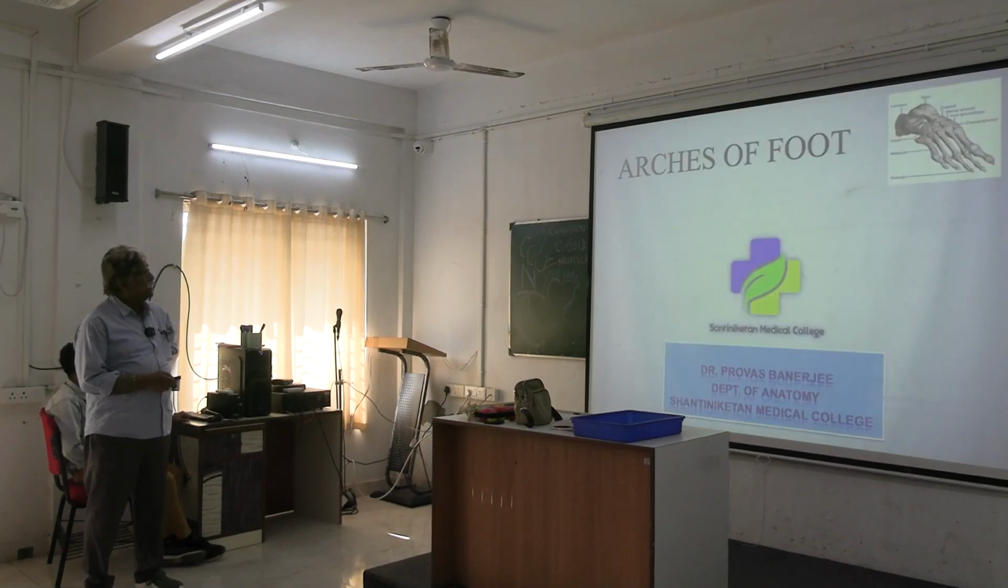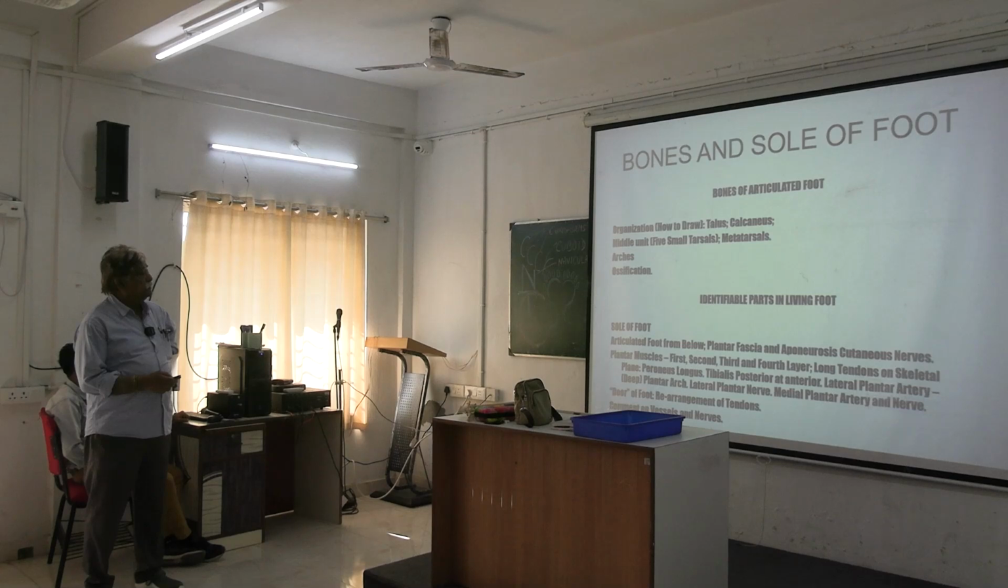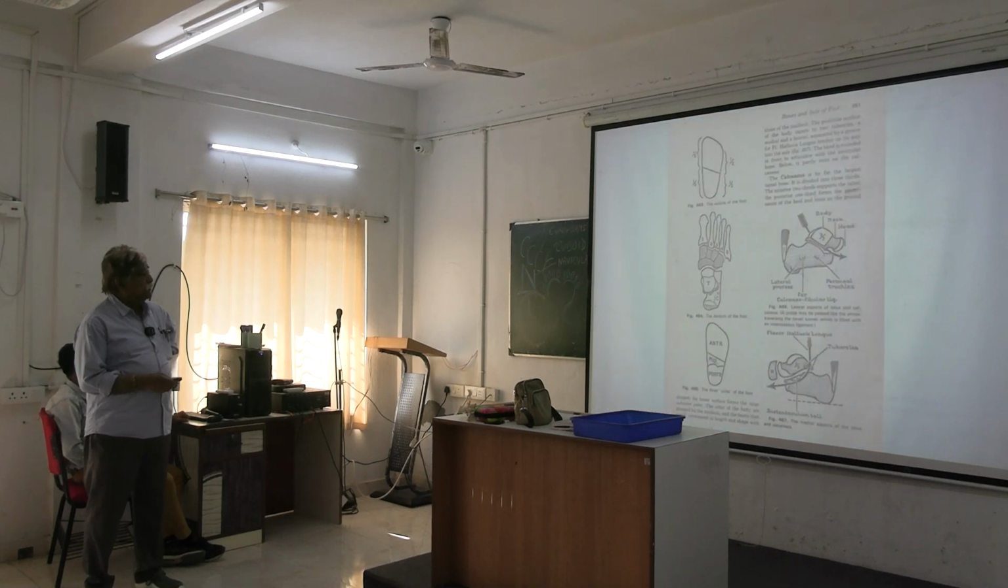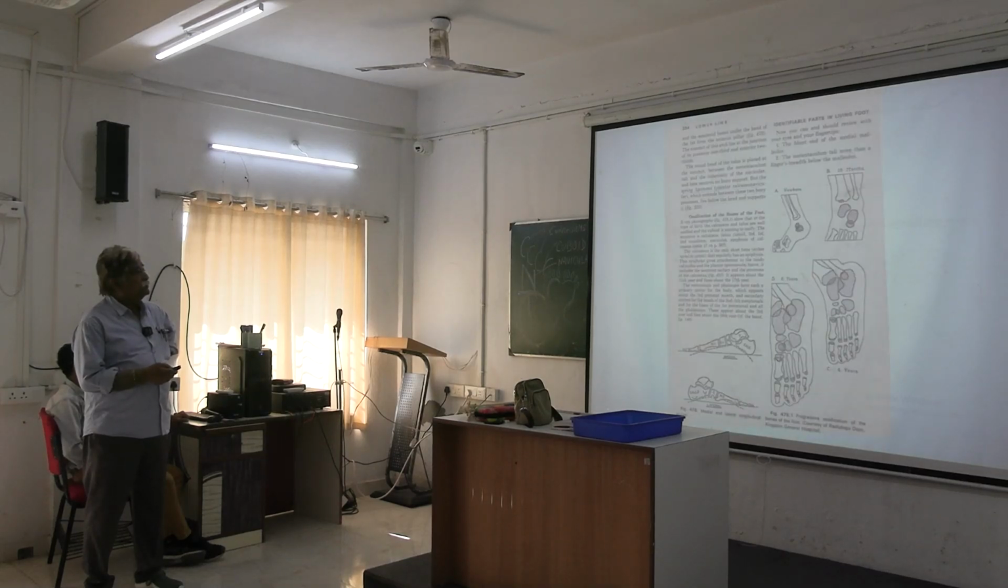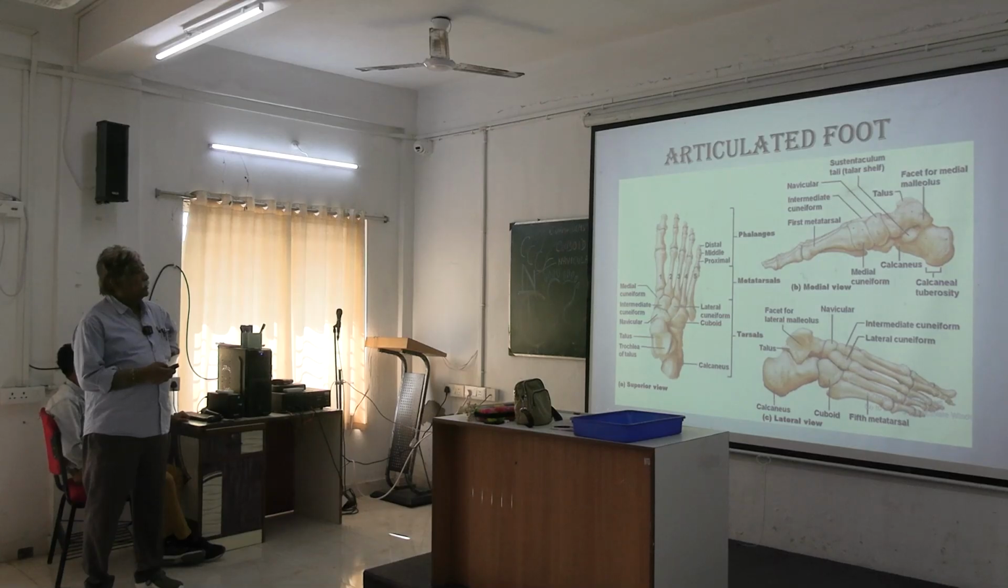Bones and, see the previous picture I told you, you have seen that depicted this picture. Now this is an articulated foot. You have already the Santiniketan tali on talar shelf. This is a talar shelf or Santiniketan tali. Now you already know the phalanges, metatarsals, tarsals. Okay.